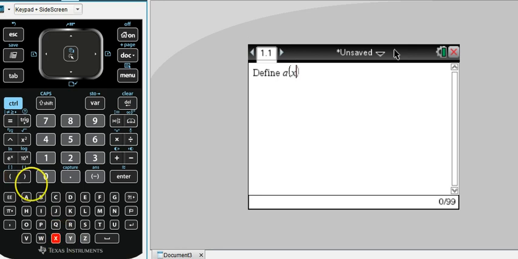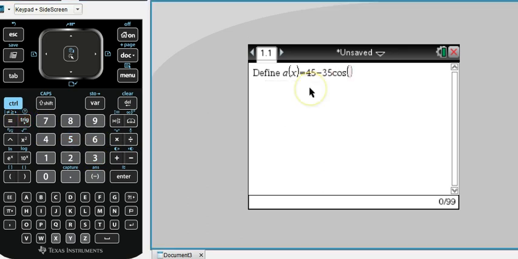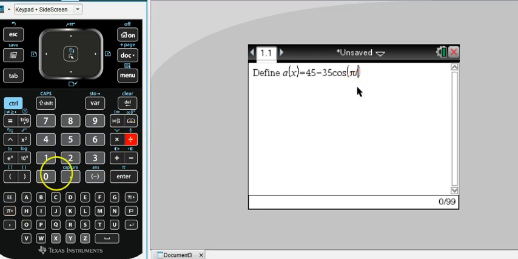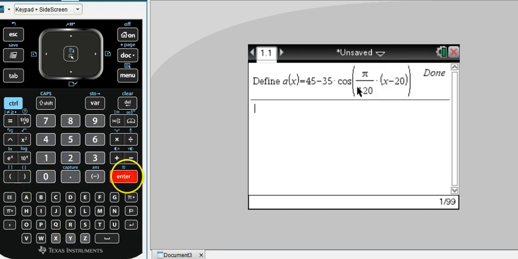A of x, remember, not t, is equal to 45 minus 35 cos. You might be a little bit quicker on your calculator. Pi divided by 120 and x minus 20. Press enter and it's telling you that it's done.